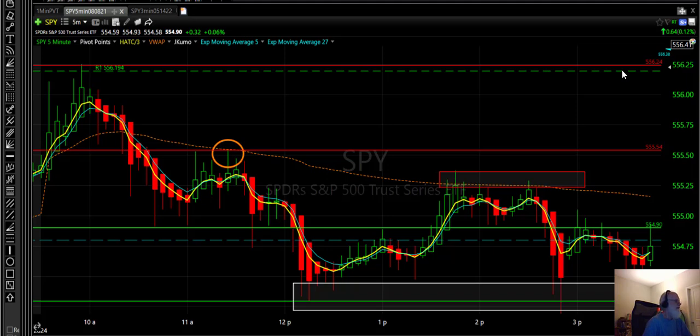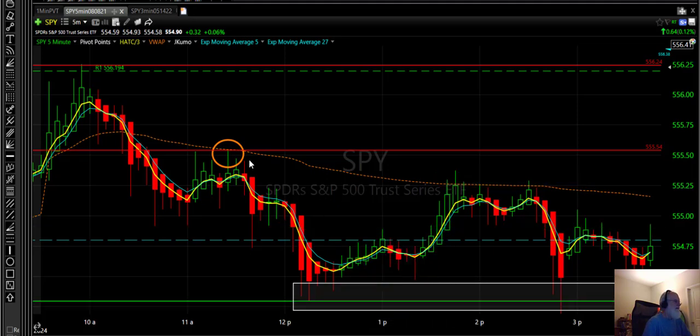556.25 or 556.20 would be the first line, roughly. 550 would be the other area, and then 554.30 will be the other key area. Those are the 3 key areas I would be watching as we go forward. So I'm going to take away that line since that one fell to the wayside. Taking a look at VWAP.